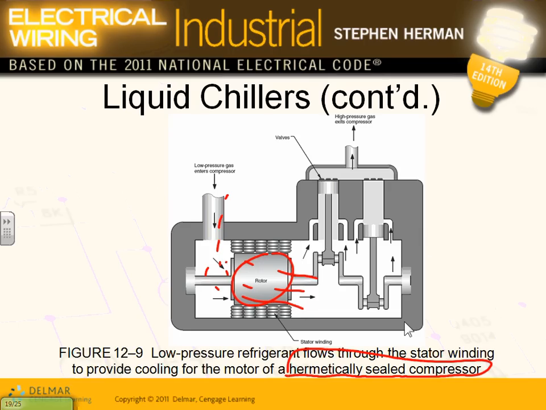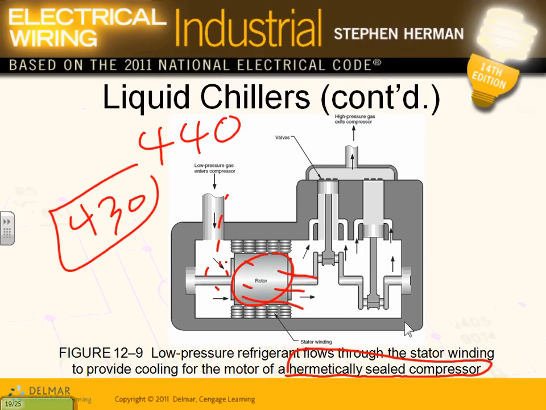So long story short, because of this phenomenon, the code puts them all in 440 versus putting them in 430. If it was a fan, it would be in 430, treated like a motor. So they treat them separately because of this phenomenon. They have some type of forced cooling. The windings themselves in these motors that run the compressors are cooled through the process.